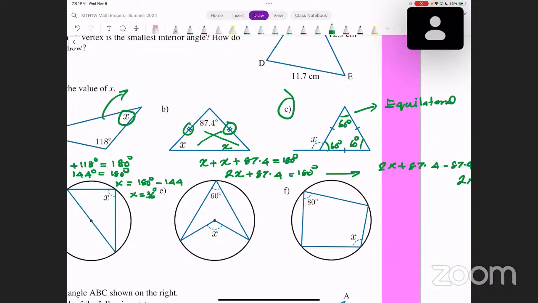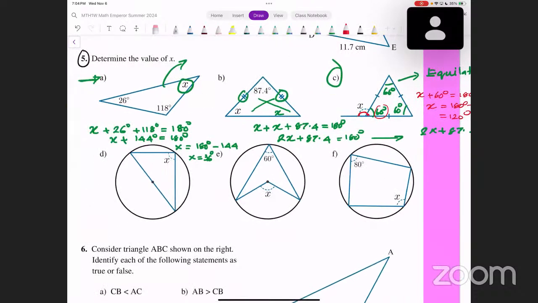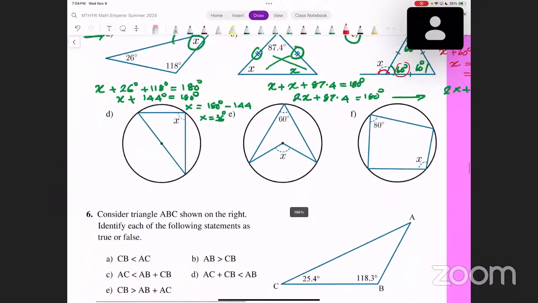Now we know there's a little straight line sitting here, isn't it? Do you see that? How much is a straight line, Akshara? How big is a straight line? 180. So if I know one of them is 60, I will say 120. Are you following that?